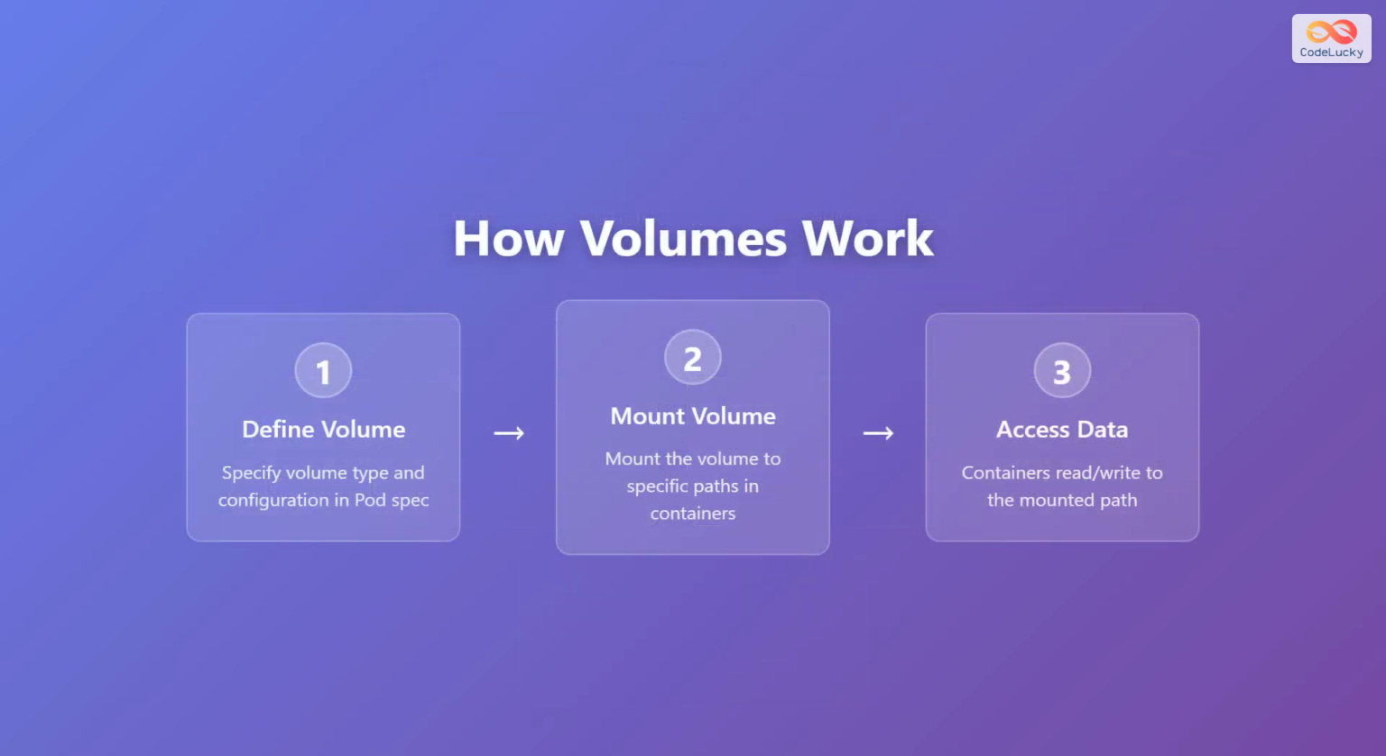Let's break down how volumes actually work in Kubernetes. The process involves three simple steps. Step 1, you define the volume by specifying the volume type and its configuration in the pod specification. This tells Kubernetes what kind of storage you want to use. Step 2, you mount the volume by declaring where in the container's file system each volume should be mounted. Different containers can mount the same volume at different paths. Step 3, once mounted, containers can read from and write to the mounted path just like any other directory. Kubernetes handles all the complexity of setting up and managing the storage behind the scenes. This straightforward workflow makes it easy to add storage to your applications.